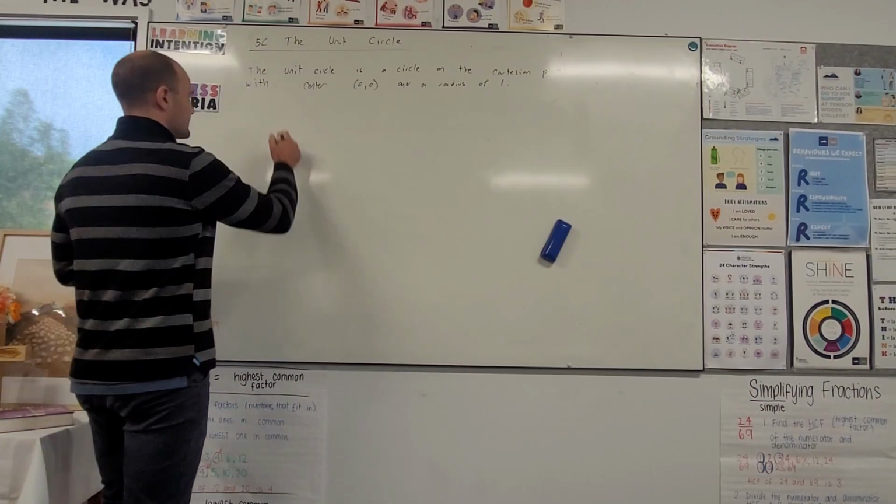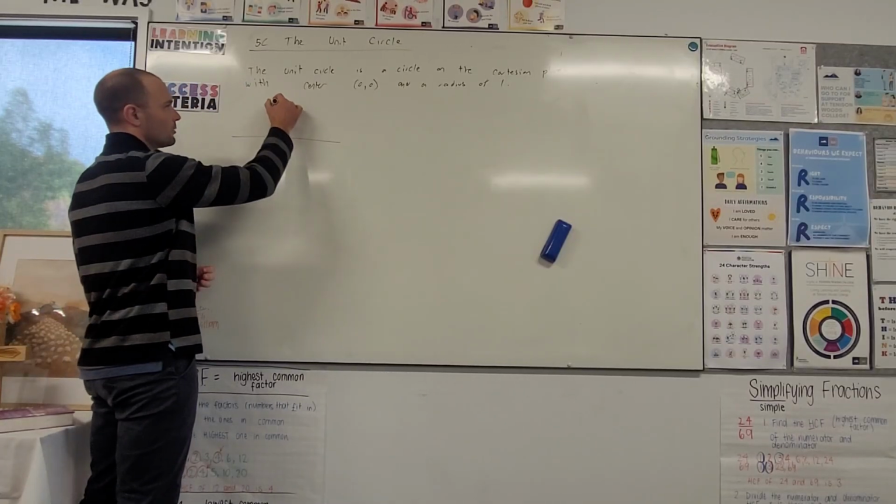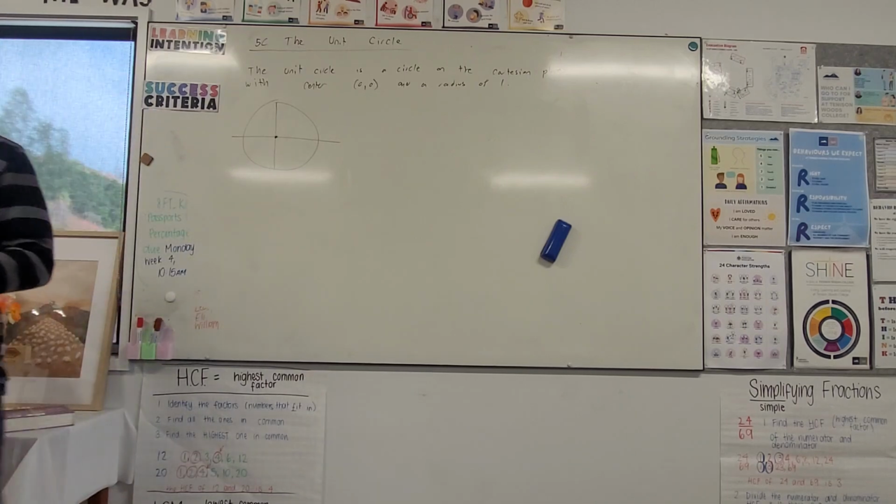A radius of 1 because it's a unit circle. And then what we'll do is we'll just sketch a small unit circle. Here's our Cartesian plane. We've got a circle that has a radius of 1 and its centre is 0, 0.